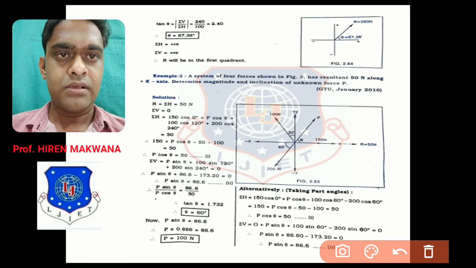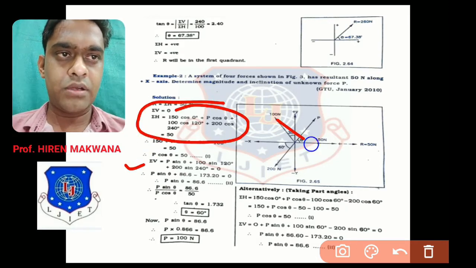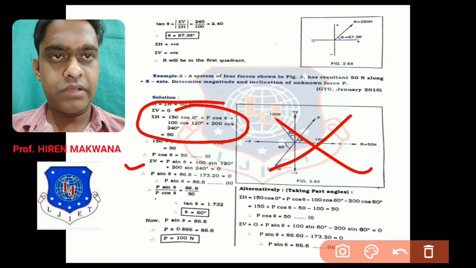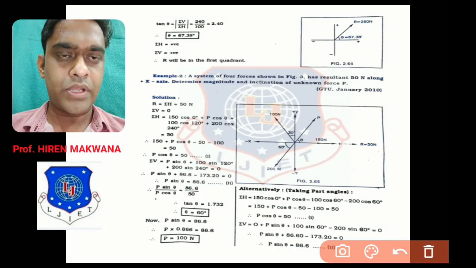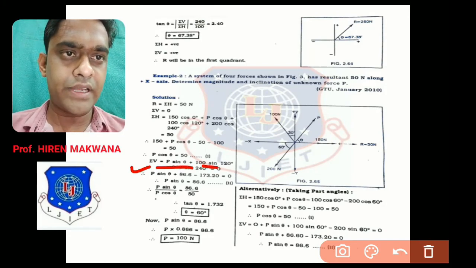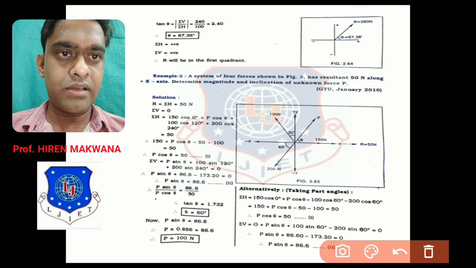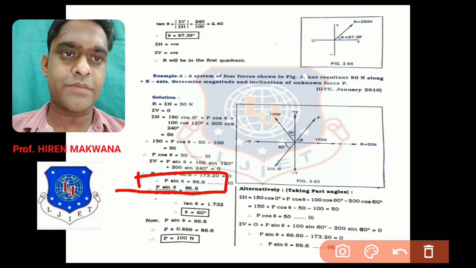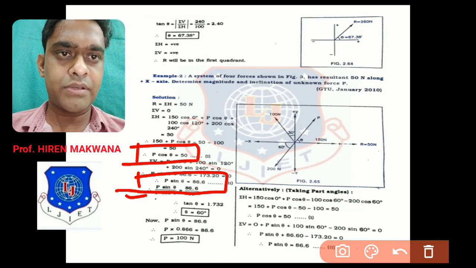Now same way find sigma v. All the values are repeated as in sigma h. Just copy it in sigma v but replace cos by sine. So P sin theta, 100 sin 120 like that. So you will get another equation P sin theta equal to 86.6. What is first equation? P cos theta equal to 50. What is second equation? P sin theta is equal to 86.6.